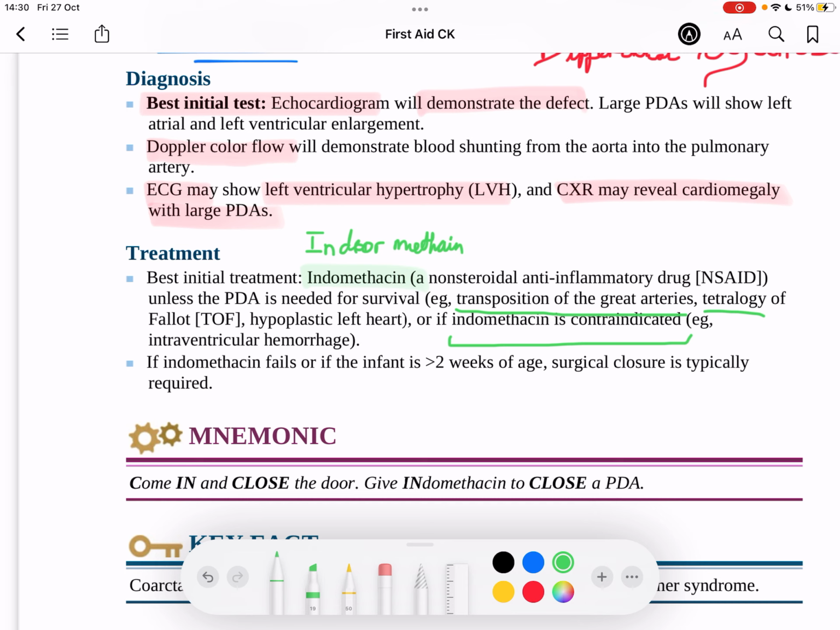So for PDAs without any concomitant cyanotic heart disease, we give indomethacin. If that fails, or if the infant is more than 2 weeks of age, we can then have an indication to do surgical closure instead. Okay, so indomethacin, if it doesn't work, surgical closure. If a concomitant cyanotic heart disease, we cannot do indomethacin, we want to keep the PDA open.